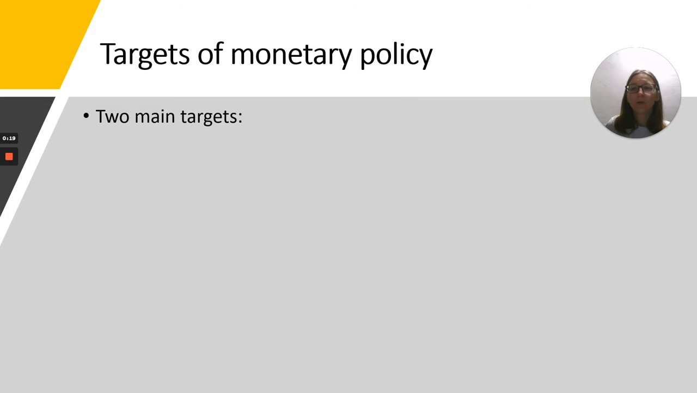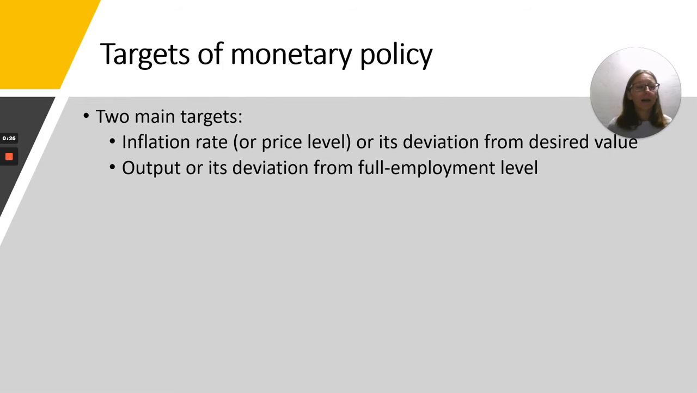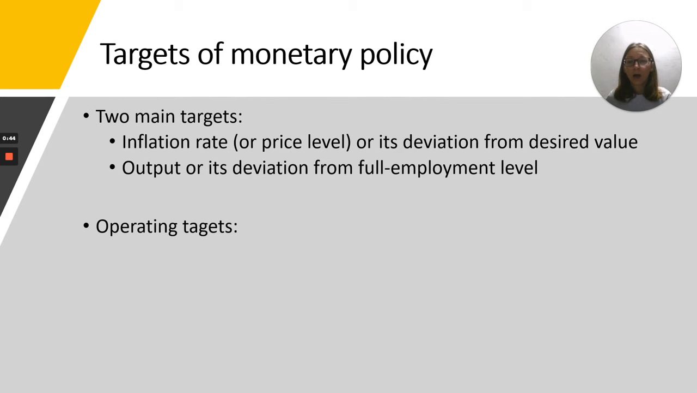First of all, I want to remind you that there are two main targets of the central bank: inflation rate or price level, and output or employment. So whether it's GDP or whether it's employment level that the central bank aims to achieve. There are two operating targets: money aggregates and interest rate, which the central bank may orient to.